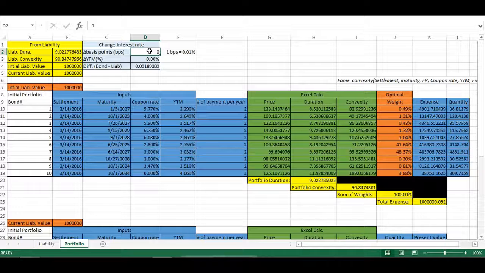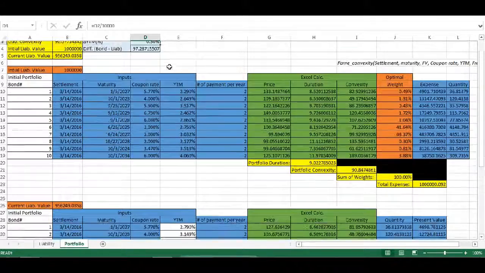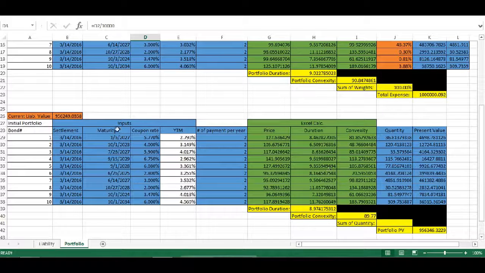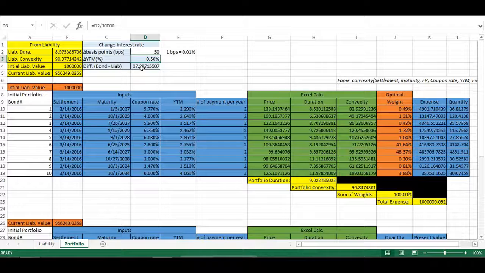Now we are going to change the basis point. Let's say we observe or expect the interest rate will increase by 50 basis points, which means 0.5% increase. Then we will figure out our portfolio is worth $956,000, while the liability is $956,000 as well. There is a small difference, which is $97, which is pretty good because it is very close to zero, especially when compared to 1 million.